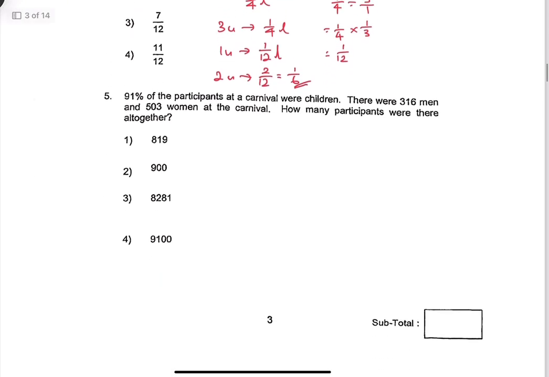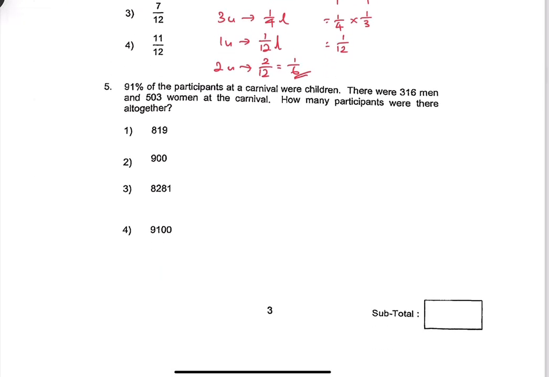Okay, next one. Let's go on to question 5. 91% of the participants at the carnival were children. Okay, so first, they are talking about children. So the other opposite group is the adult. So if I have 100 units, okay, 91 units are the children. The remaining 9 units are the adult.